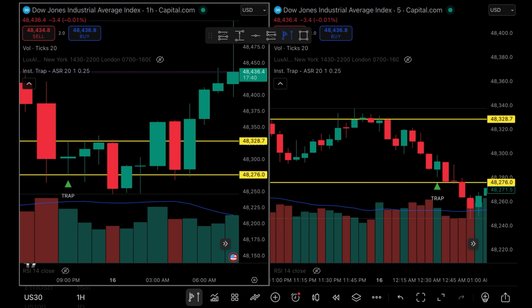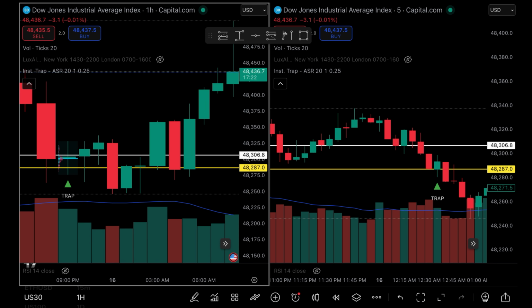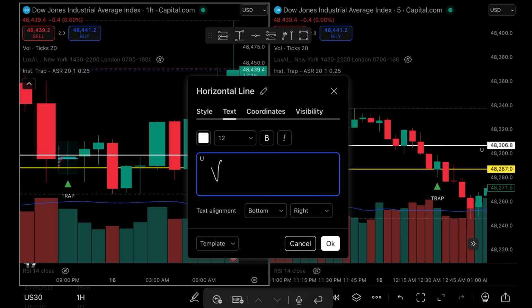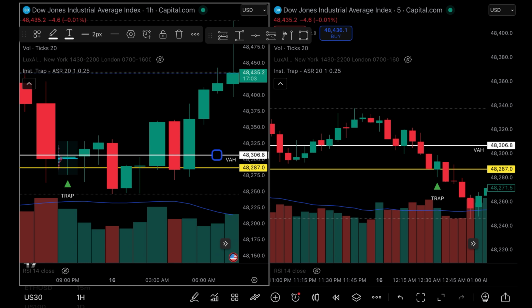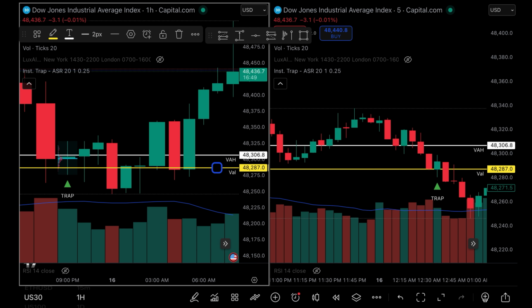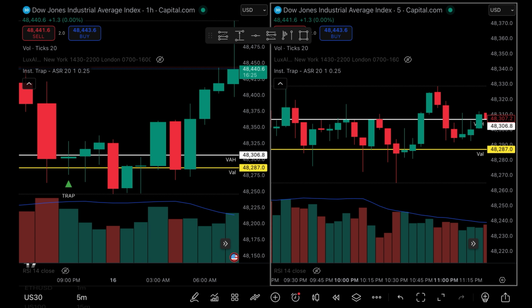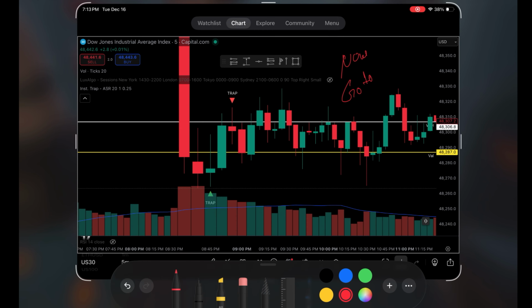Option 2. Instead of focusing only on the candle range, I apply a volume profile directly to the trap candle. Once that's on the chart, I mark the value area high, or VAH, and the value area low, or VAL. After those levels are marked, I wait for price to break outside the value area. Then, just like before, I look for a retest to see how price reacts around those levels.